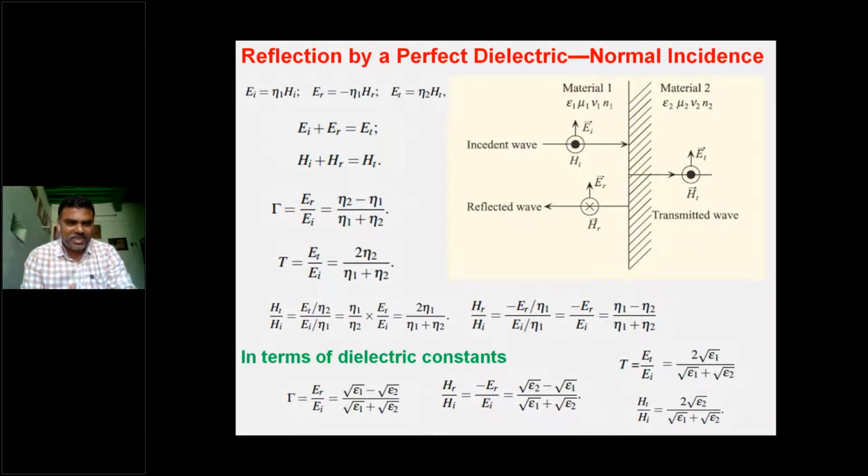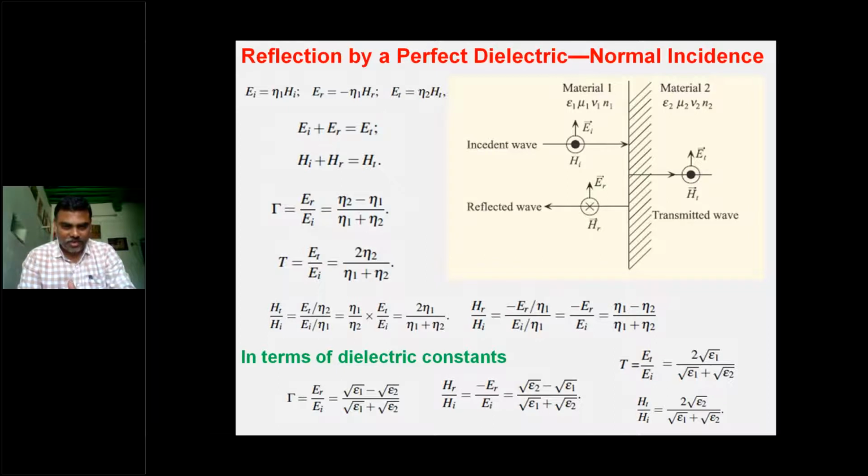That means Ht by Hi is 2η1 by η1 plus η2, where for the electric field you have η2, here η1. Similarly, the reflection coefficient for the magnetic field is given by η1 minus η2 by η1 plus η2. And we can also write these reflection and transmission coefficients in terms of the corresponding permittivity of the media. The reflection coefficient is root ε1 minus root ε2 by the sum of those two, and the transmission coefficient is 2 root ε1 by root ε1 plus root ε2.